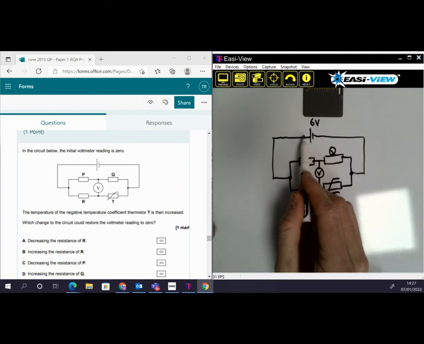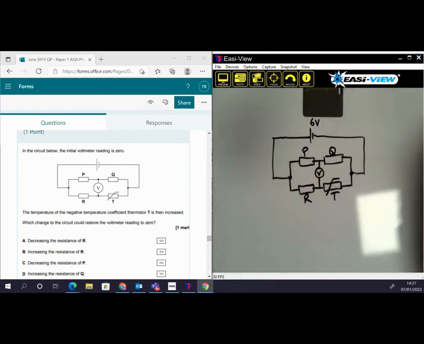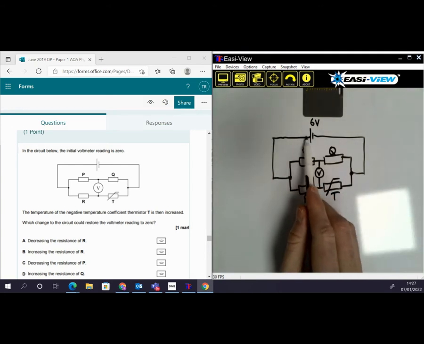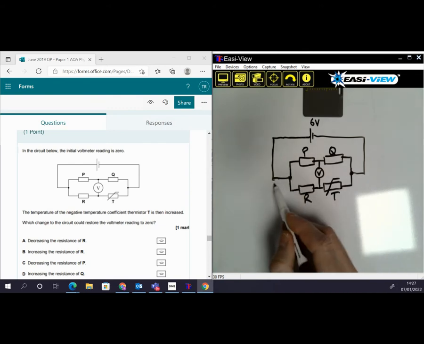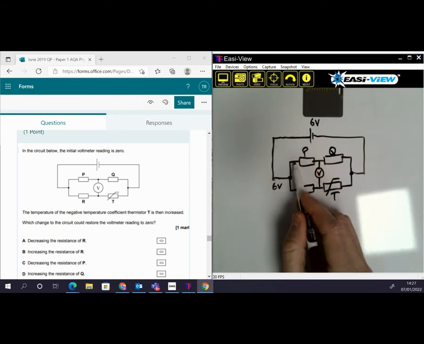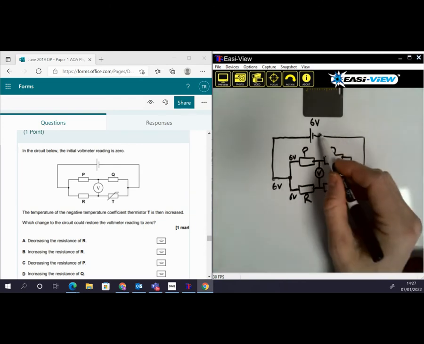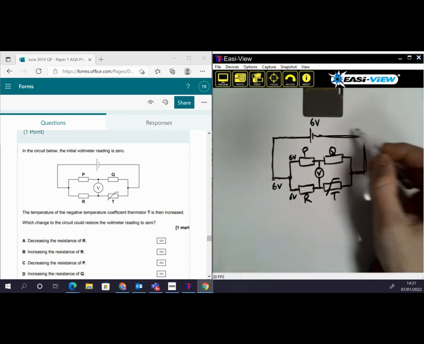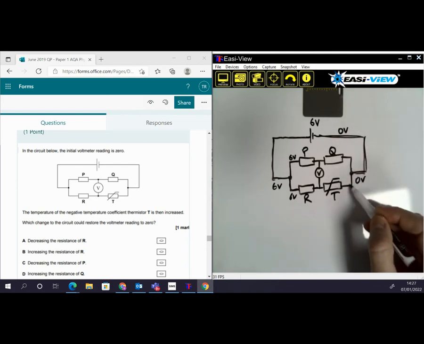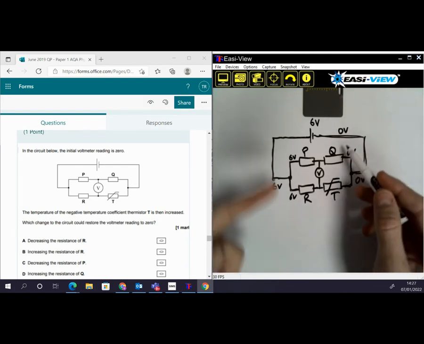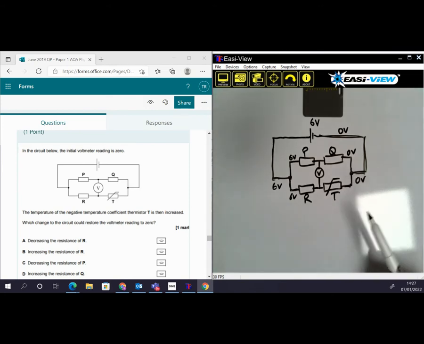then this section on the positive side, it would make sense to say this is 6 volts. And everything connected with a wire has to be at the same potential. So this is at a potential of 6 volts as well, and this is at a potential of 6 volts. This side is all at 0. Everything connected up with a wire is 0. So all of this side is at 0 volts.